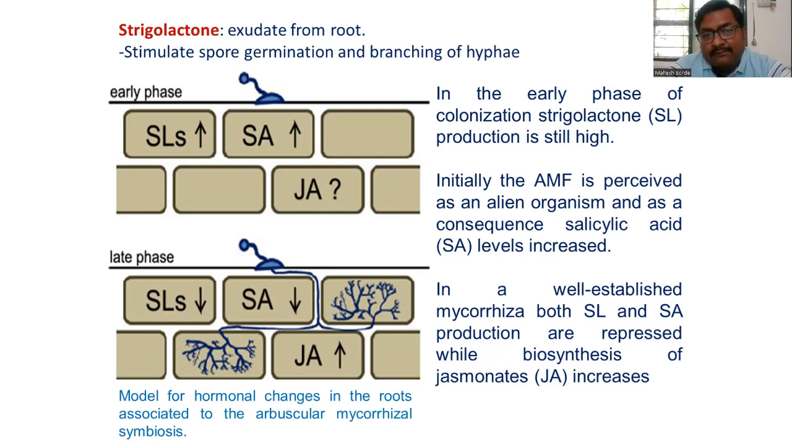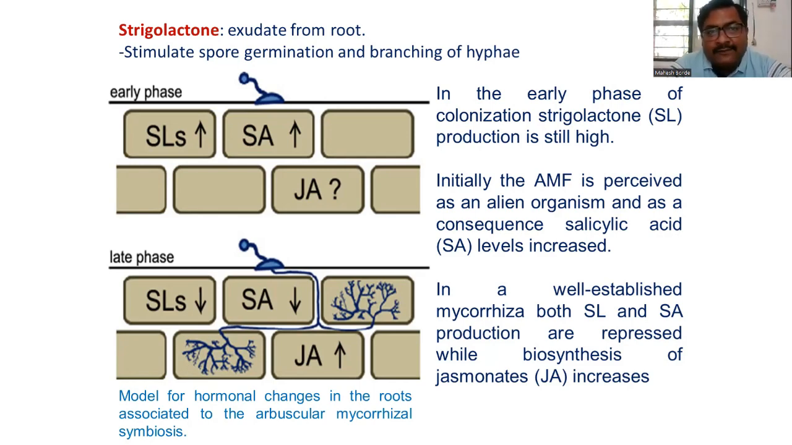And the mycorrhizal fungal spores mostly recognize that strigolactone. When they recognize the strigolactone, the spore germinates and forms hyphal branching. So this is the first event where they recognize the root.